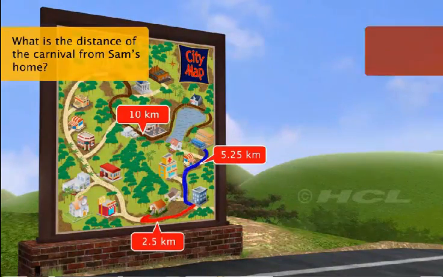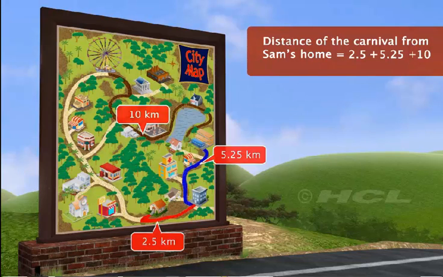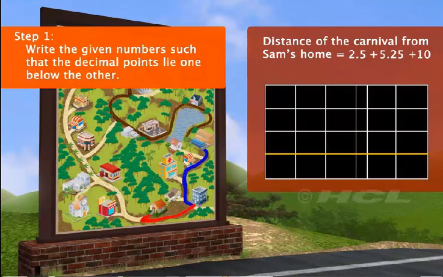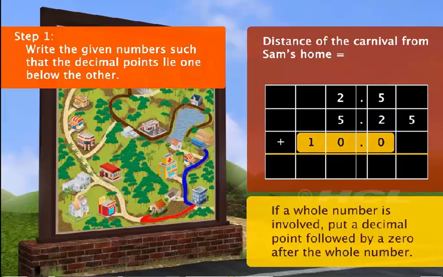To find the answer, we have to add the decimal numbers 2.5 and 5.25 with the whole number 10. Let's do this using certain steps. To add decimal numbers, we write the given numbers so that the decimal points lie one below the other. If a whole number is involved, we put a decimal point followed by a zero after the whole number. So, we write 10 as 10.0.